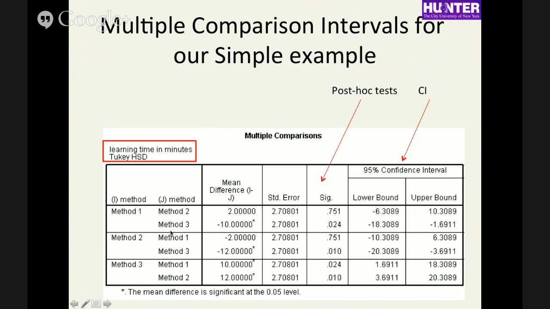There's also probably a difference between 2 and 3, and then this is just a repetition, 3 and 1, 3 and 2. But where there is not a difference is between method 2 and method 1. Yes?